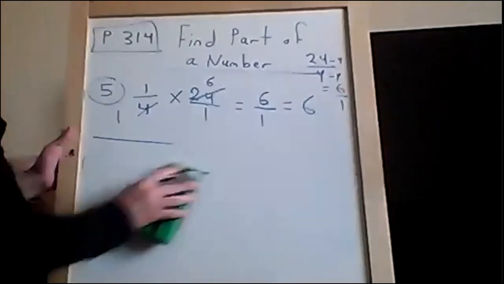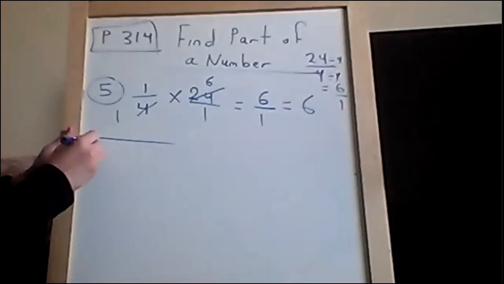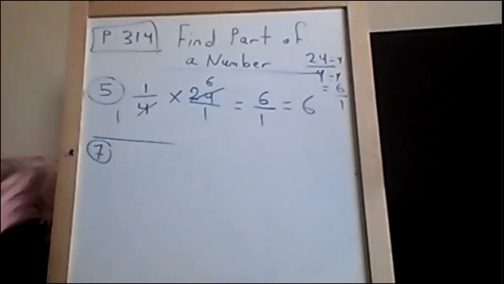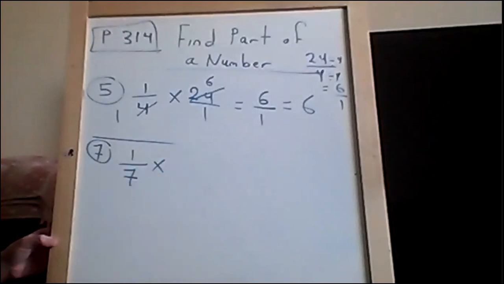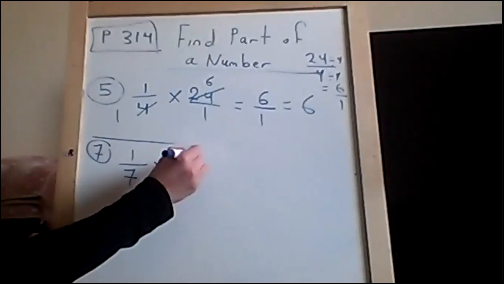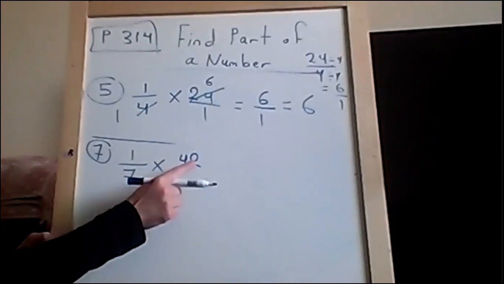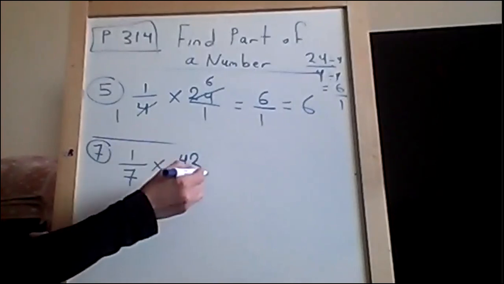Now we are in question number 7. We will solve it. 1 out of 7 multiplied by, I told you, of means multiply, 42. This is a whole number. You have to write it as a fraction. How? Over 1.